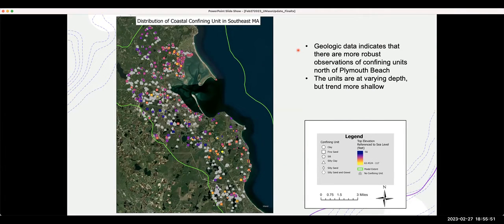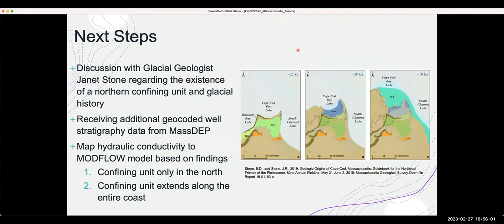Rachel, is there anything else that you wanted to say about this? No, I think you went through pretty much everything. Yeah, so I guess just discussing the next steps with this, and maybe Xander can talk a little bit more about the model, or Dave. But talking with glacial geologist Janet Stone, she did a wonderful report about Cape Cod in 2019, and just learning a little bit more about the existence of a northern confining unit and how it goes onshore, and just the overall glacial history of the area. We also plan to receive about 100 more geocoded wells from the Mass DEP, and just seeing where those lie in Plymouth and surrounding areas.